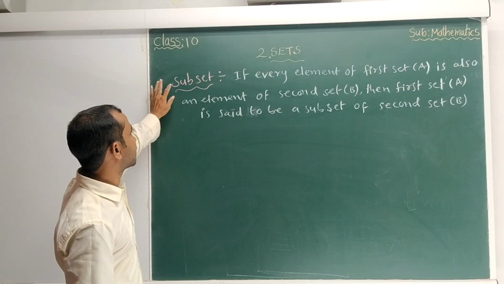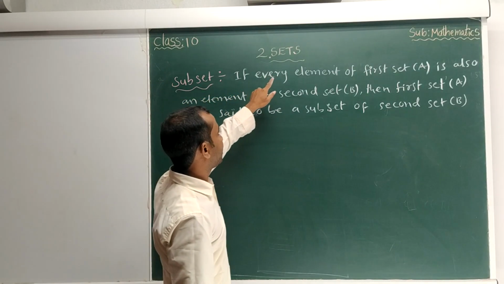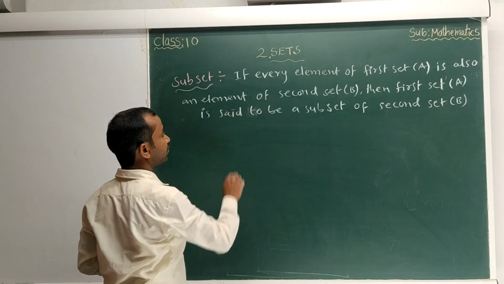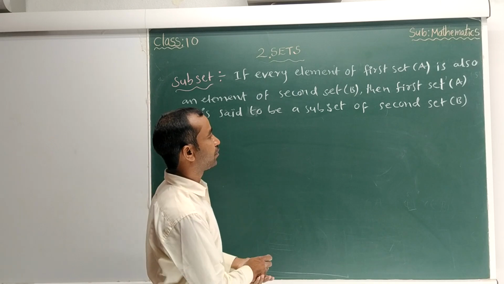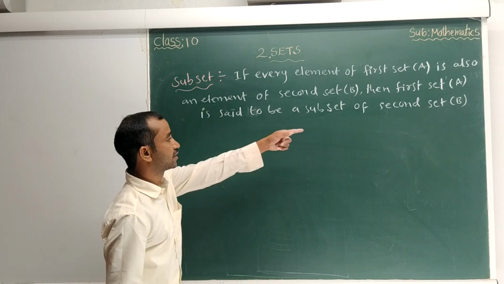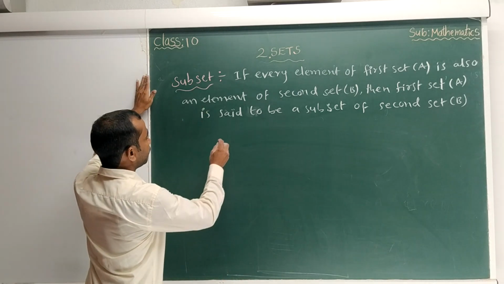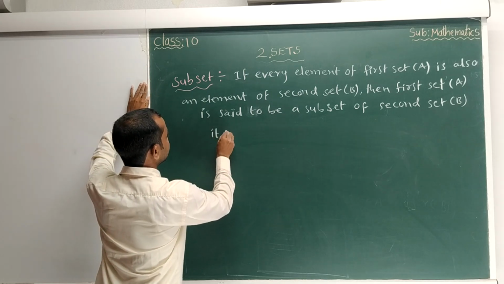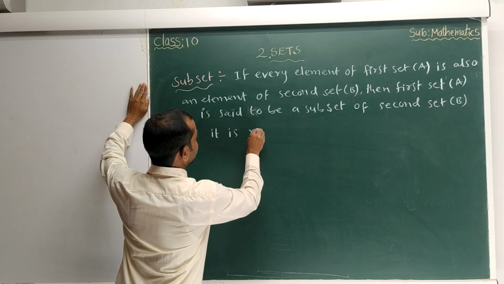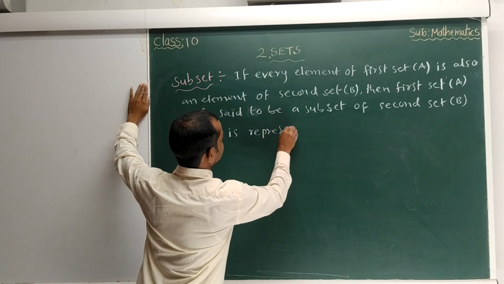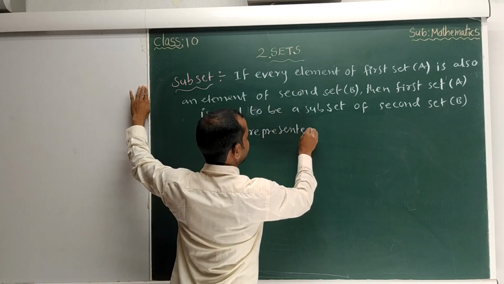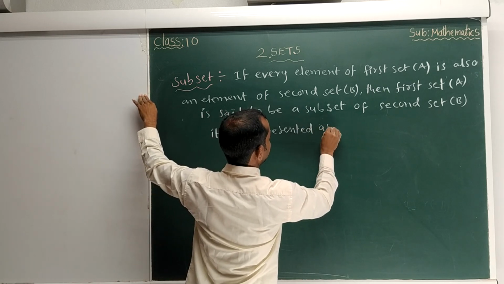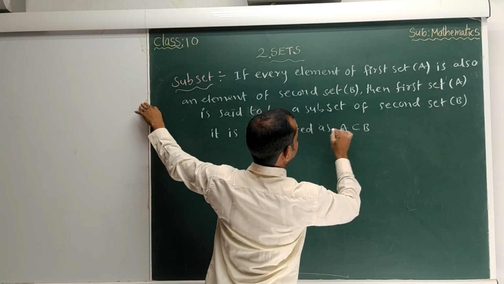Next concept, subset. If every element of the first set A is also an element of the second set B, then the first set is a subset of the second set. Subset is represented by A is a subset of B.